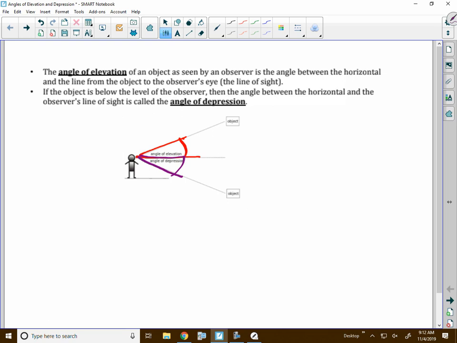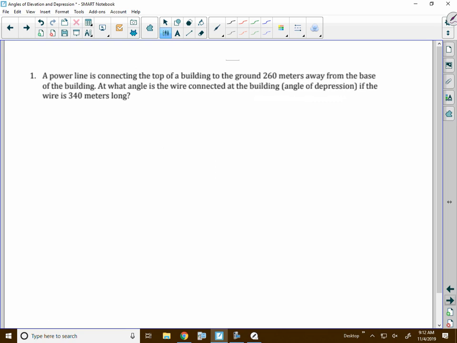That will help you. But what's really cool is that the measure of an angle of elevation and an angle of depression are actually the same. And we're going to use that as a tool to help us answer the questions. We're just going to jump right in.